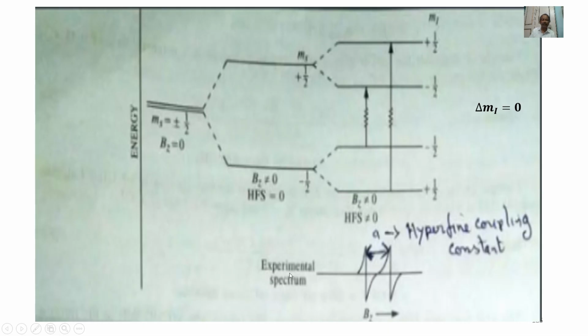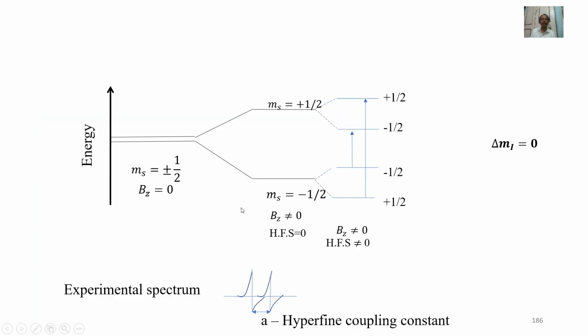This is the experimental spectrum that we have obtained. The distance between these two peaks is the hyperfine coupling constant A, and the intensity is 1:1. So for any hydrogen radical, the intensity ratio is 1:1. This refers to the same picture we have drawn neatly here.